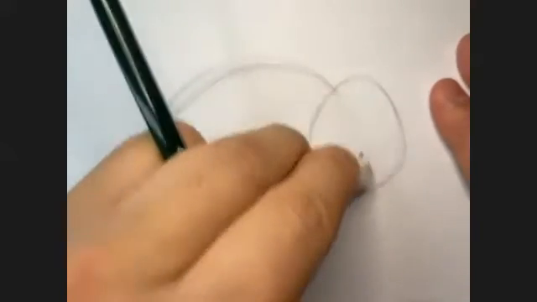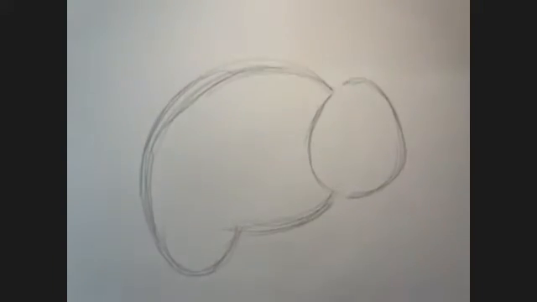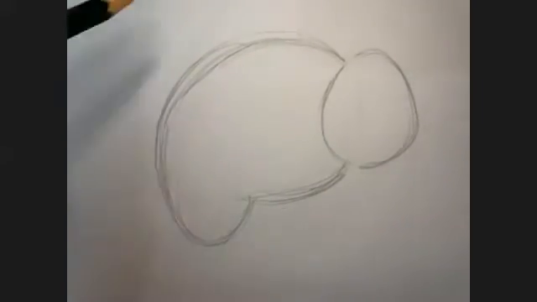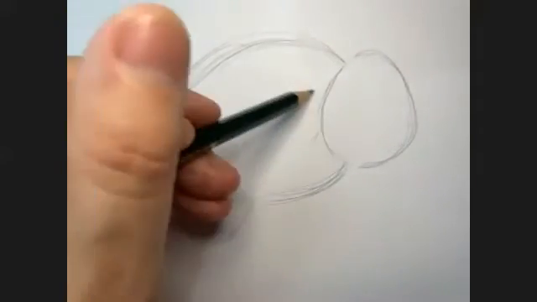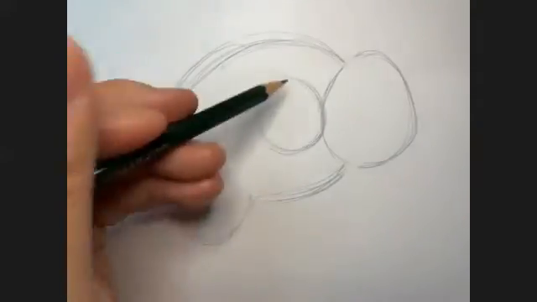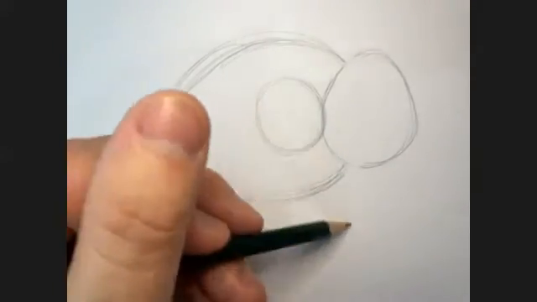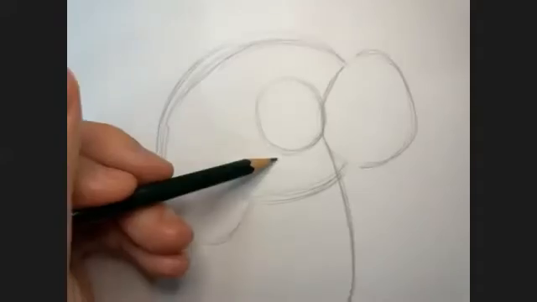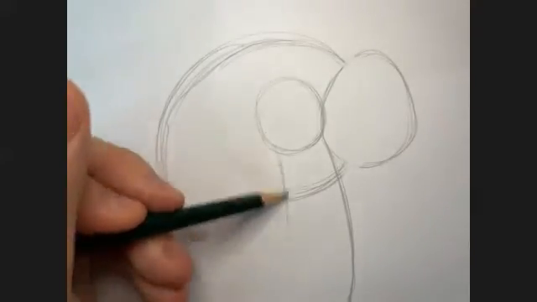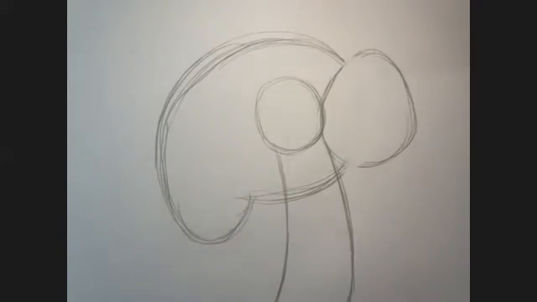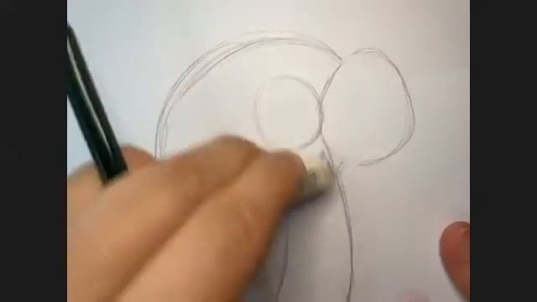Rub out that between. I'm going to do a big shoulder here, and his arm's going to come down. For the arm, I'm just going to draw one big shape, from the shoulder down to the ground. So we don't need these lines either.